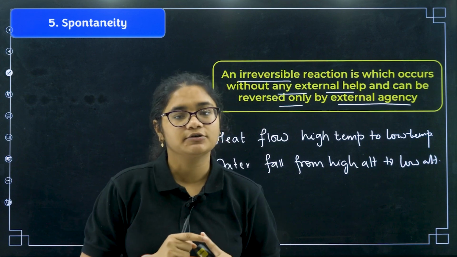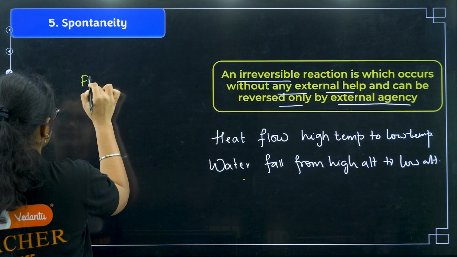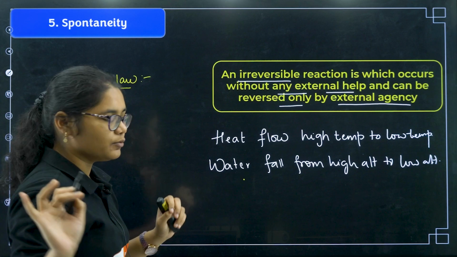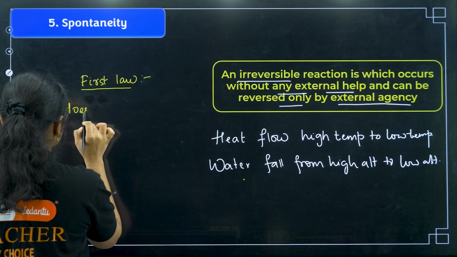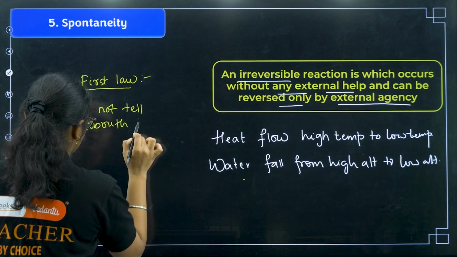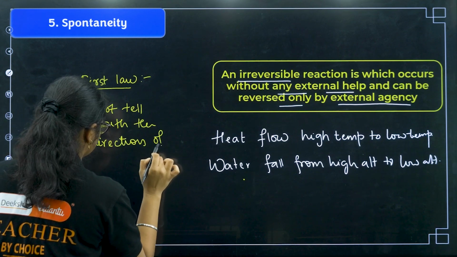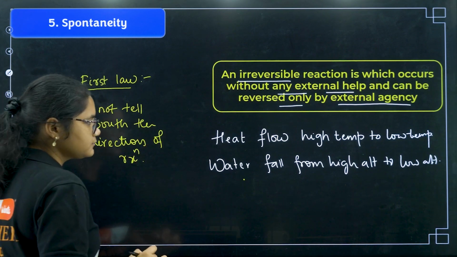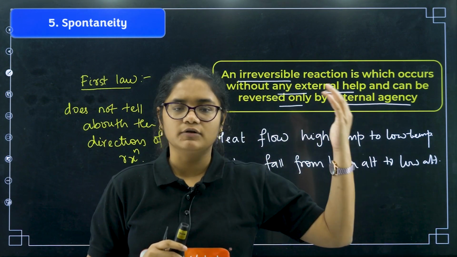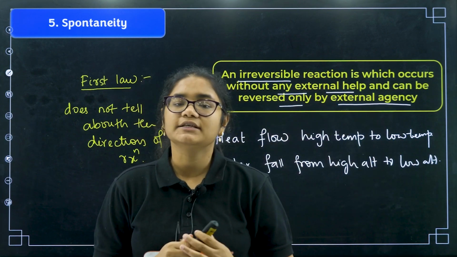So here comes the limitation of the first law. It told you that energy is conserved, no doubt. But the first law does not tell about the direction of the reaction. So now we understood that a question may arise: why does water always fall from high altitude to low altitude, and why does heat always flow from high temperature to low temperature? These are the certain questions.